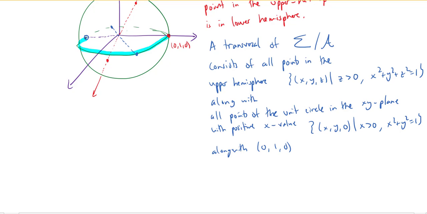So that's the one point where the x isn't positive, but that lies on this unit circle. We don't want to include both of these, but we'll include one of them. Of course, we could choose the other one if we liked.